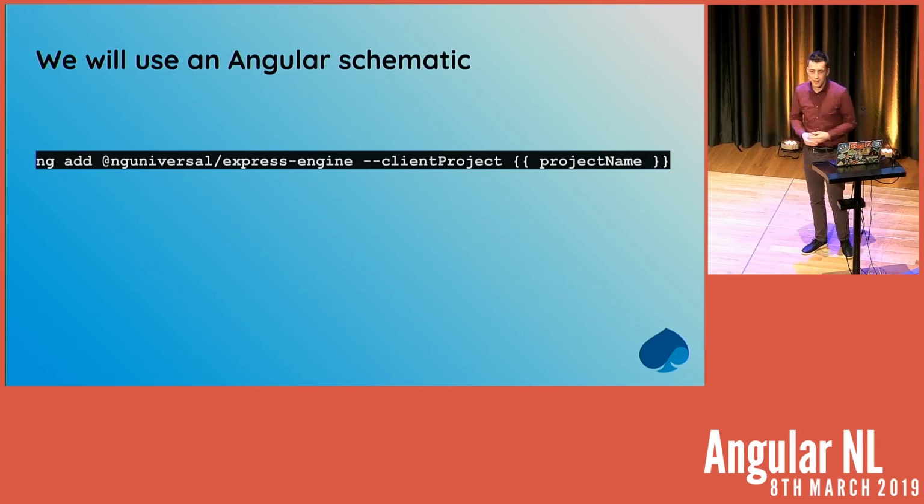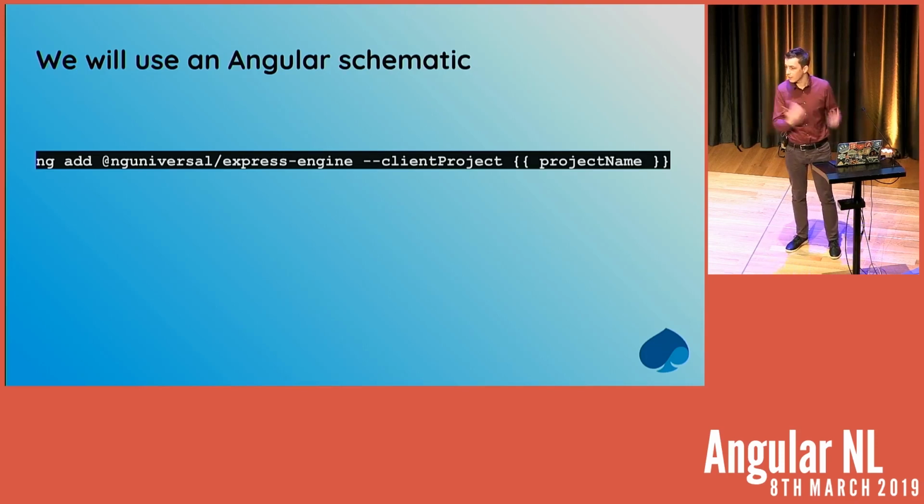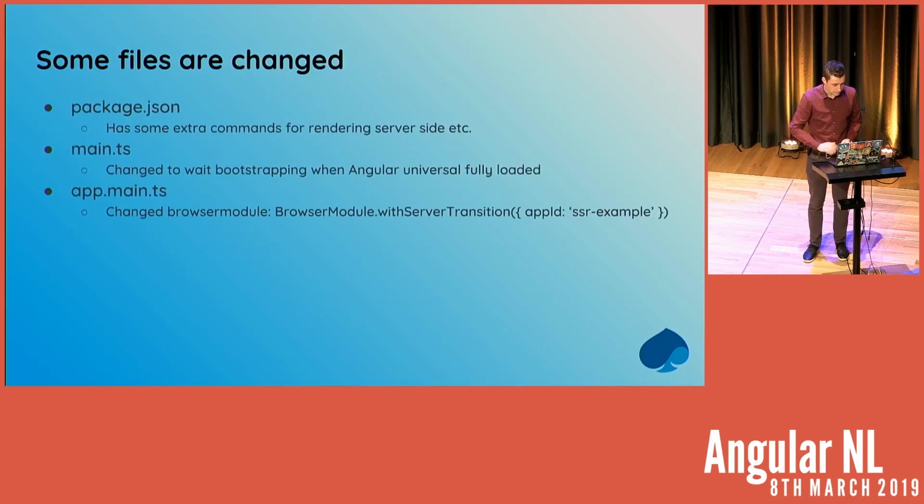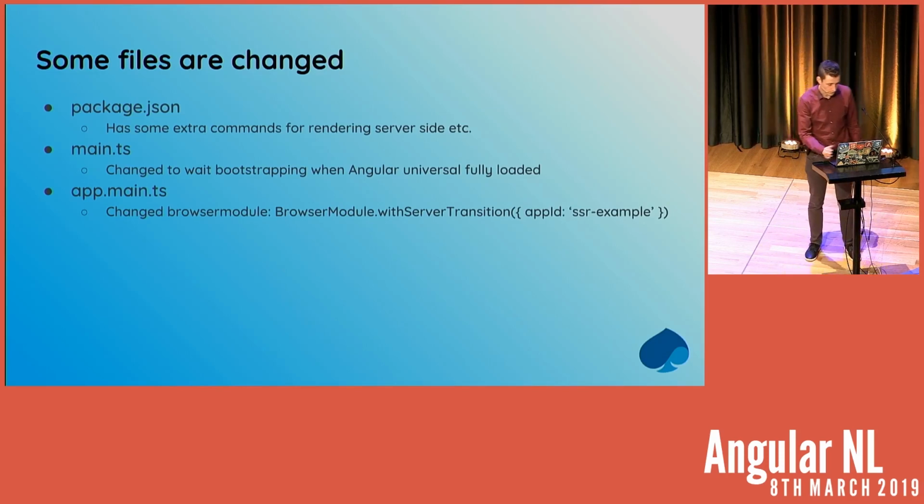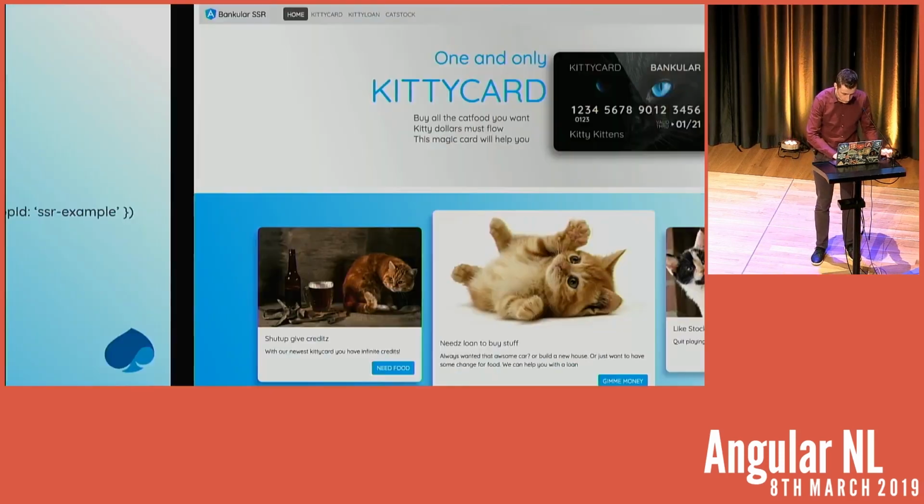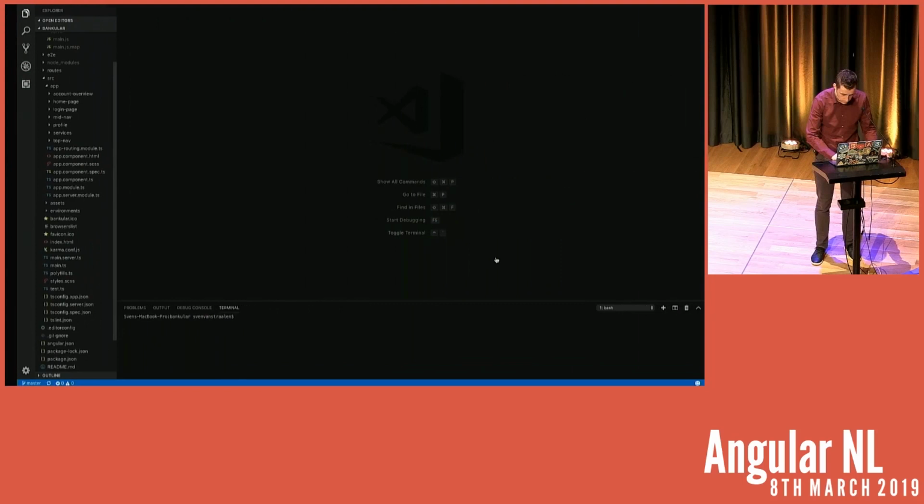We are using the Express engine. You can also use ASP.NET for server-side rendering, but I'm a JavaScript guy, so I'll stay just in the JavaScript world. What the schematic actually does, it will eventually change your package.json, and it will add some new commands, build SSR and serve SSR. Maybe I can actually show it to you guys.